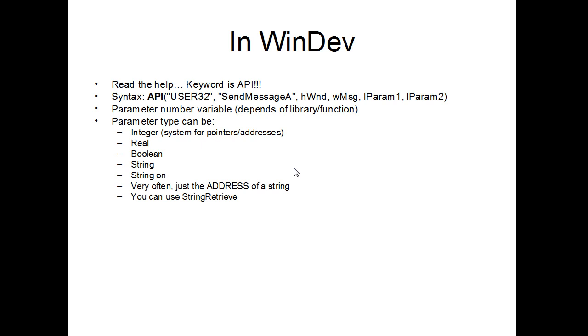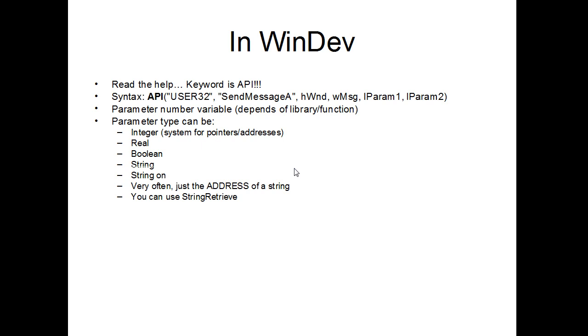When you are getting a string from an API as a result, and because you can have parameters that are both in and out, it's sometimes not possible in advance to know the length of the string that you should reserve to get the value. So there is a function to solve that problem called StringRetrieve, and I invite you to read the help about StringRetrieve in the help file in order to know how to use it when you encounter that problem.